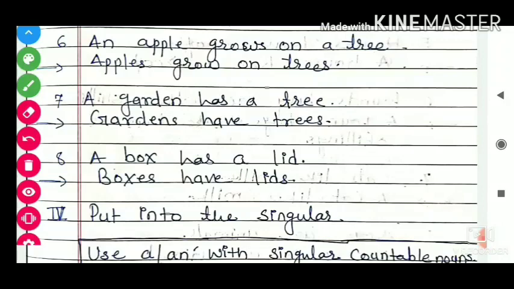A garden has a tree. Gardens have trees. Now, when the subject is singular, we should use singular verb. When the subject is plural, we should use plural verb. Gardens have trees. A box has a lid. Boxes have lids.